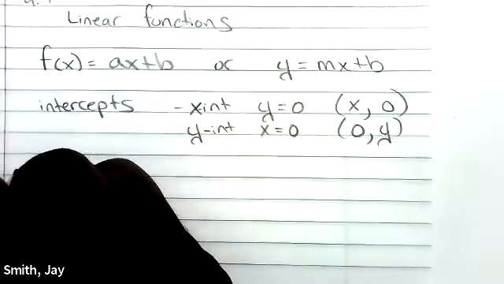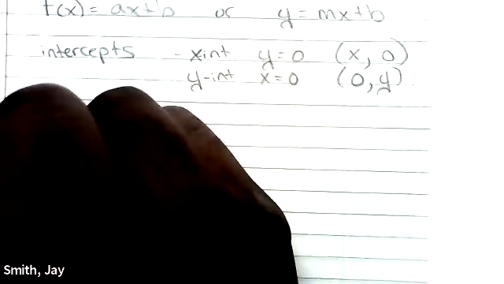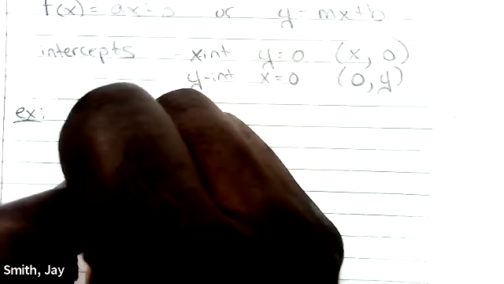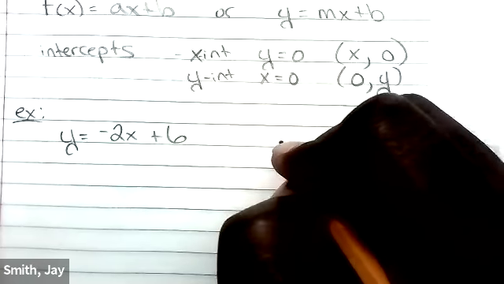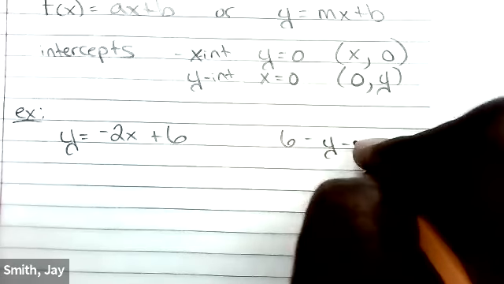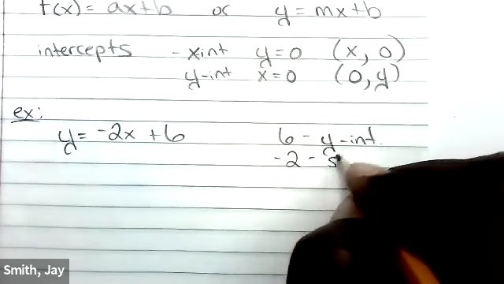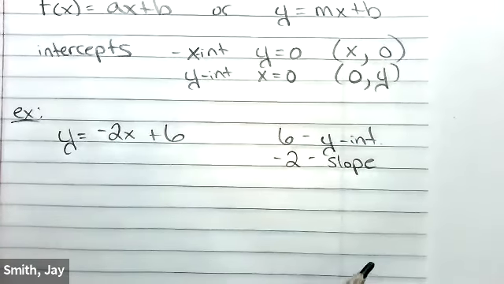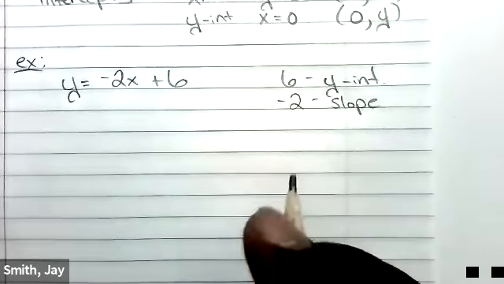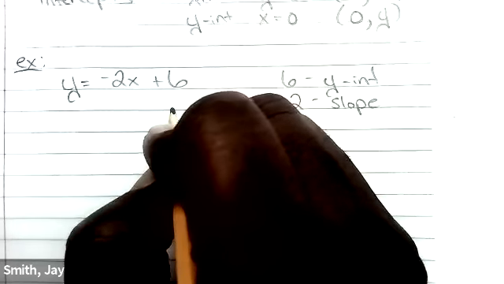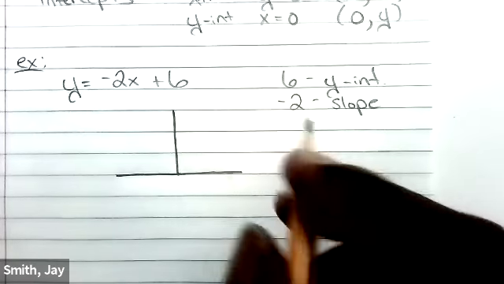So if we're given a problem like so, let's say we're given the equation y is equal to negative 2x plus 6. Here, 6 is my y-intercept, and negative 2, the number in front of x, would be my slope. Now, the domain for this function, before we graph it, well, you know what, matter of fact, let's go ahead and graph it now.